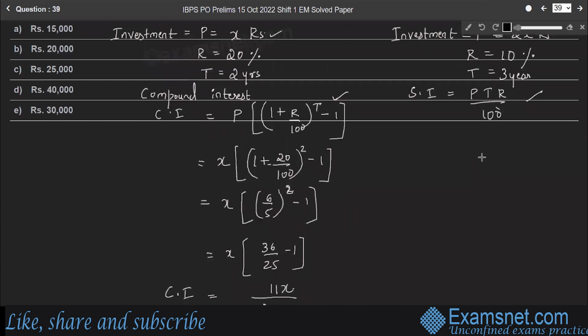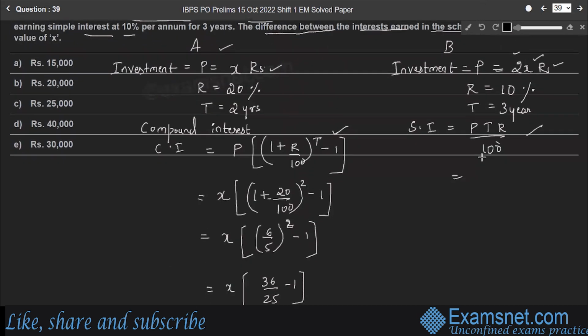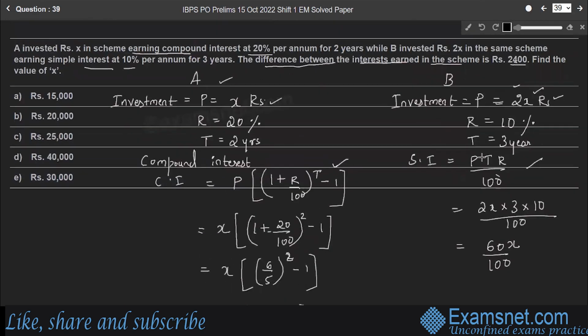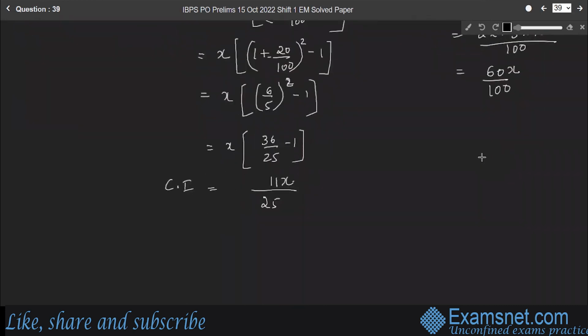Whereas simple interest is PTR by 100. Principal or investment of B is 2x rupees. So for 3 years time and rate of interest is 10 by 100. Here it is 60 by 100 into x, right? So the difference between the interest is 2400. So look at the interest. So 11x by 25, whereas simple interest is 6 by 10x, or you can take it as 3 by 5x. So simple interest is 0.6x something, whereas compound interest is 11 by 25.